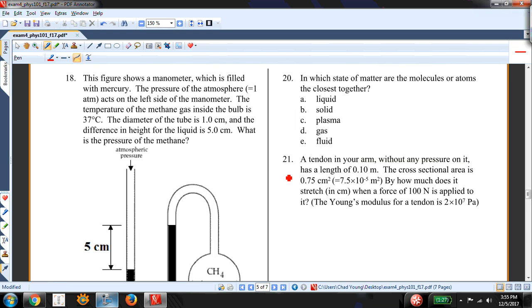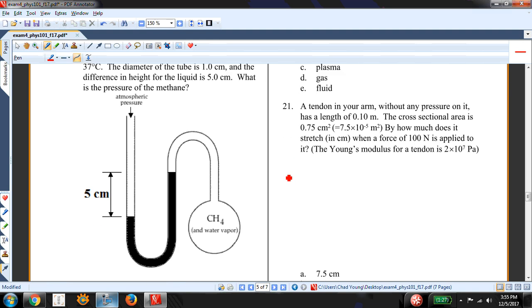Okay, this figure shows a manometer. It's filled with mercury. The pressure is 1 atmosphere. So I have pressure 1 atmosphere, which is 1 times 10 to the 5th pascals.